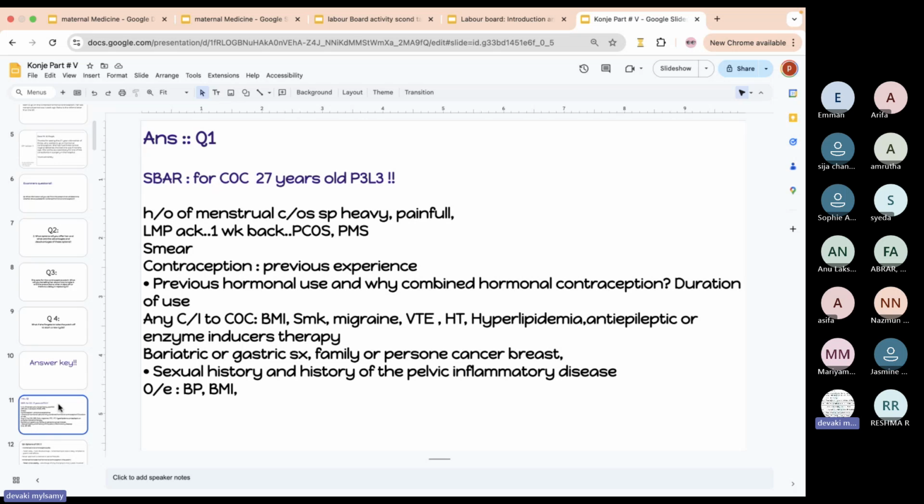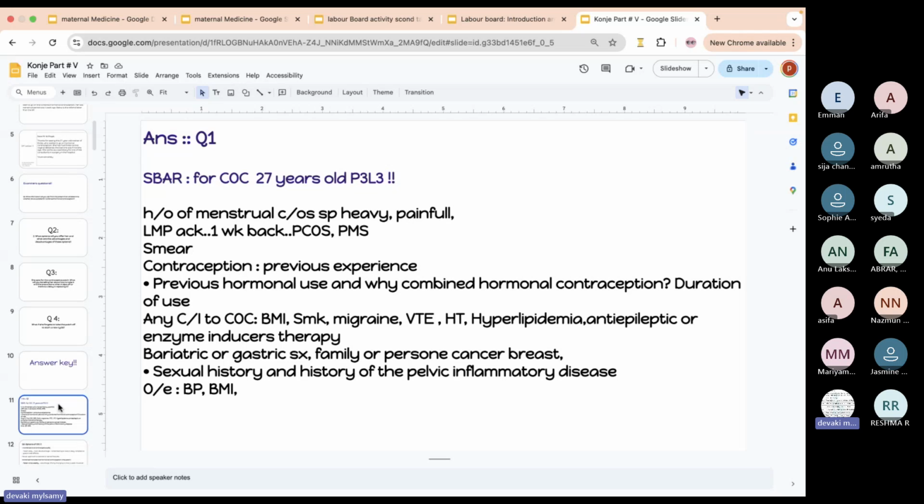Smear history, unscheduled bleeding needs to be investigated, so the smear history is very important. Contraception: whether she has used any previous contraception, always ask this question, and how was her experience, and has she heard about LARC. Because we always promote LARC, it is more effective, with less failure rate, and once a month use only. So did she hear about LARC?